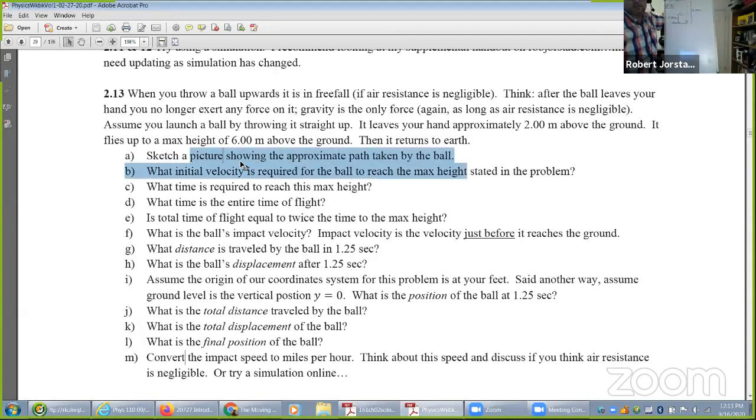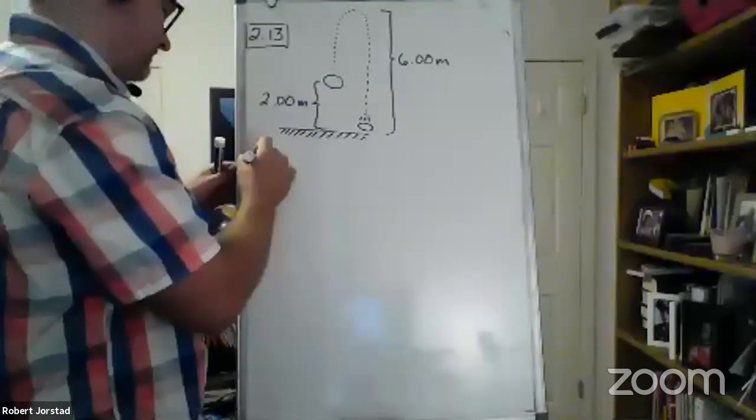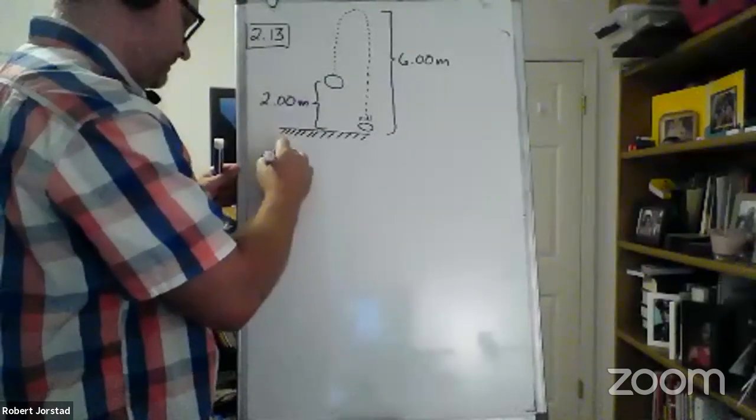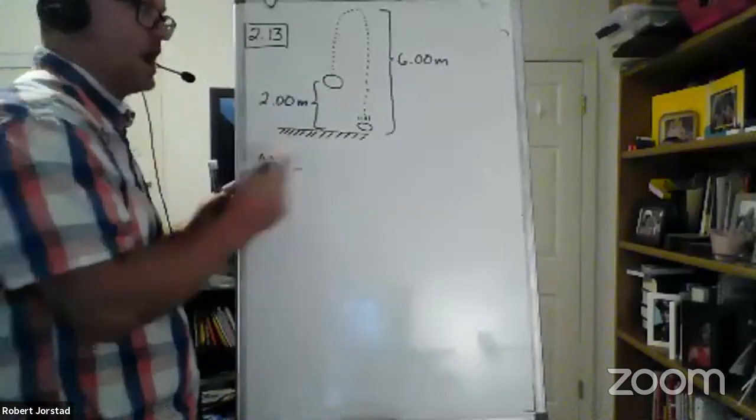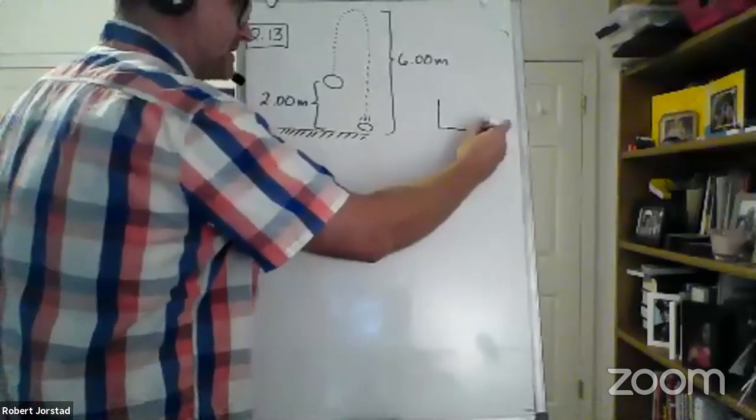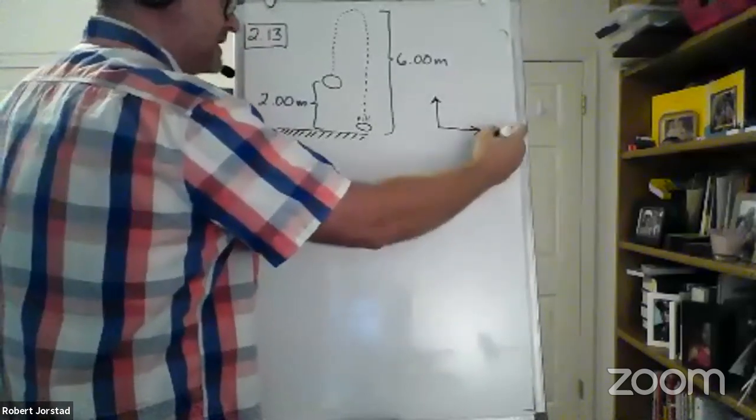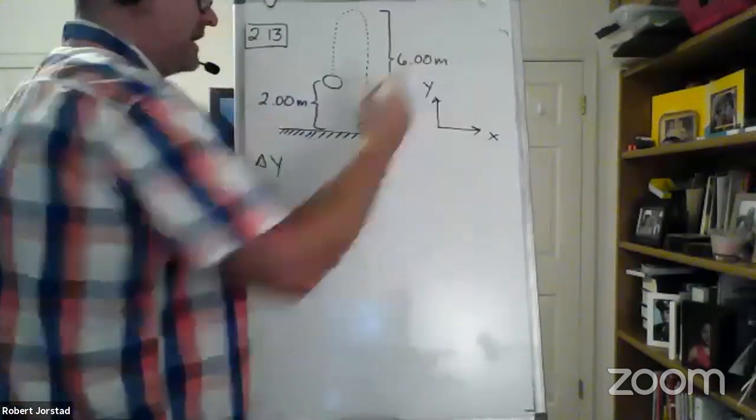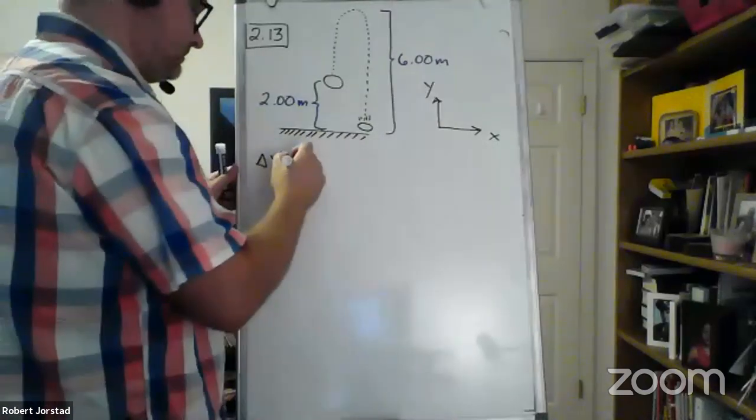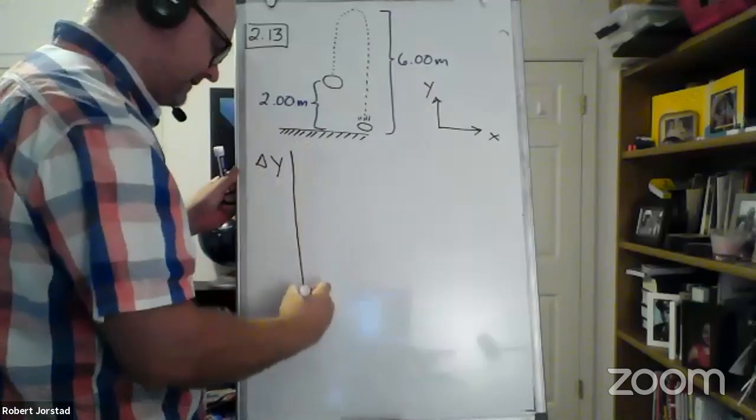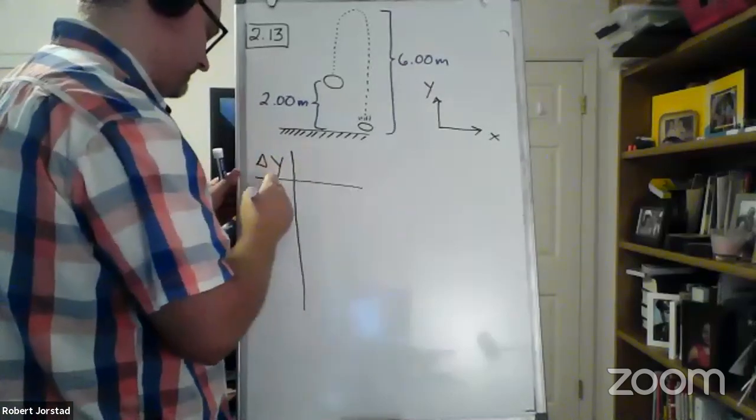So that was part A, sketch the picture. What initial velocity? I'm immediately going to go to my list of equations, okay? Oh, we're going upwards, so I'm not going to use X anymore. I'm going to use Y. This is the X direction, and this is the Y direction, right? That's usually what people think. So now instead of delta X's and V initial X's, we're doing delta Y's.